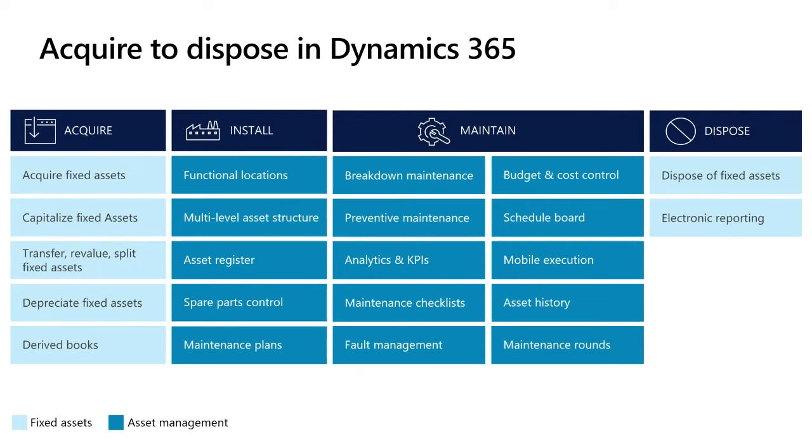And finally, once the asset is no longer able to be used, we dispose of the asset. In asset management, this entails updating the lifecycle state to retire it, and then we use the fixed asset module to track the financial disposal and reporting on that asset.